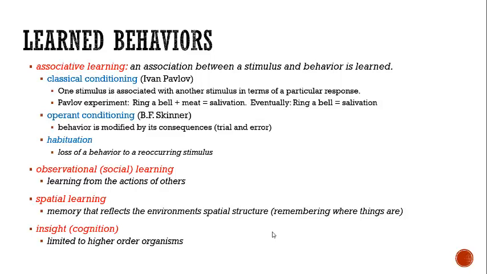Classical conditioning was studied by a famous psychologist named Ivan Pavlov. And most of us have heard of Pavlov's experiment with his dogs. In classical conditioning, two stimuli are put together in terms of a response. With Pavlov's experiment, he rang a bell, he sprayed a meat spray inside of a dog's mouth, and that caused salivation. So two stimuli were put together, the ringing of the bell and the meat spray, and the response was salivation.